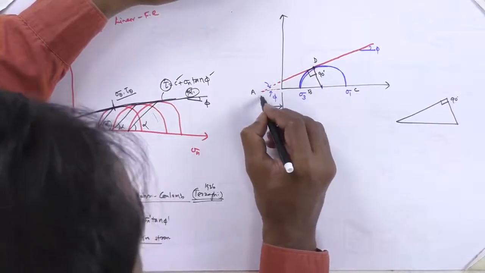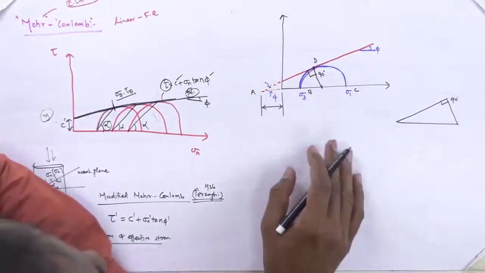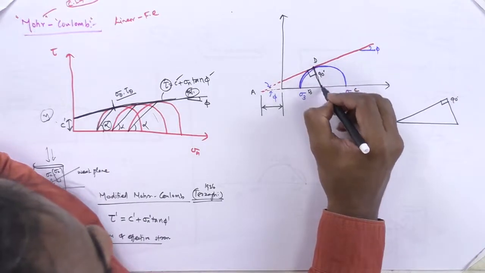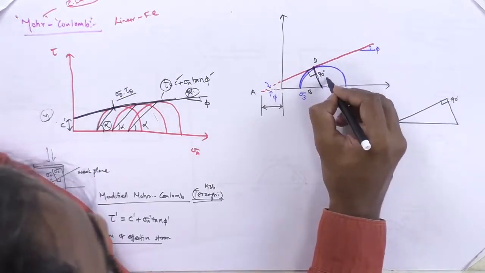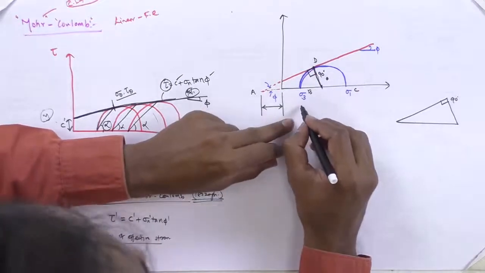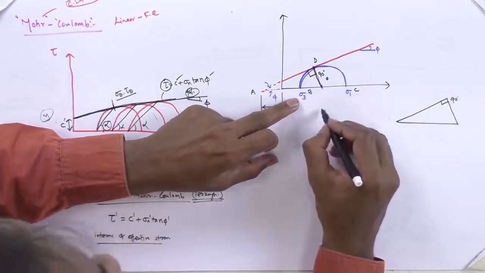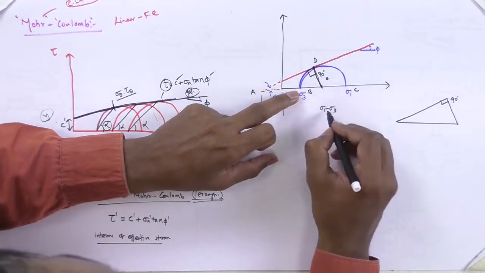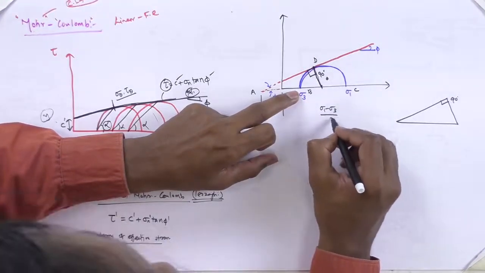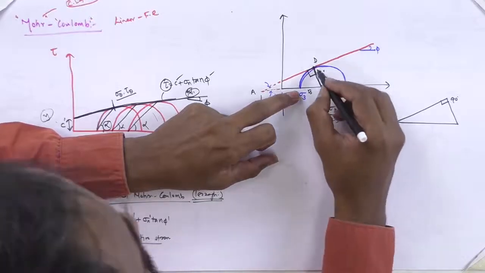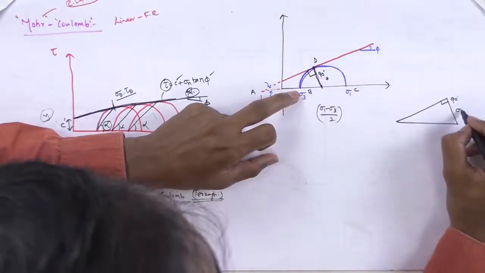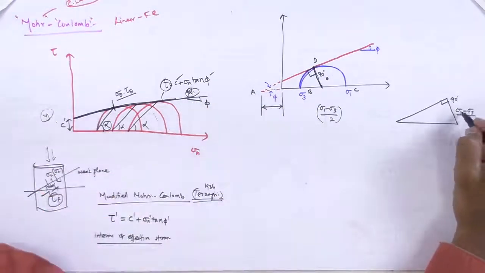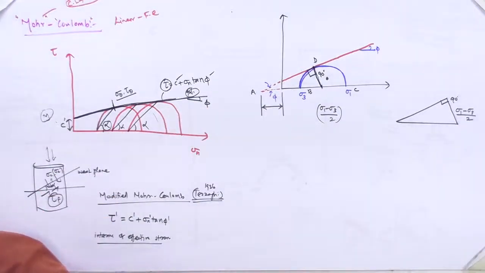So what is this value? How to find this value? So this is nothing but sigma 1 minus sigma 3, which is the diameter of the circle. So sigma 1 minus sigma 3 divided by 2 is going to be the radius. So this 90 degree side is nothing but sigma 1 minus sigma 3 by 2.